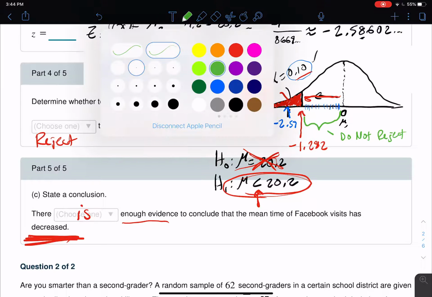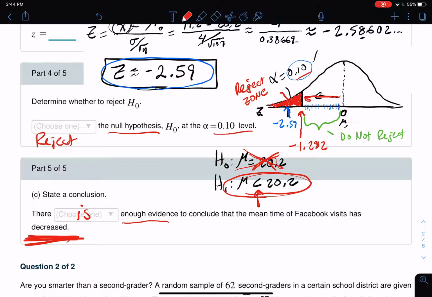However, if your test statistic from your sample lands into this region, then we are going to reject. Okay, and that's how that works. All right.